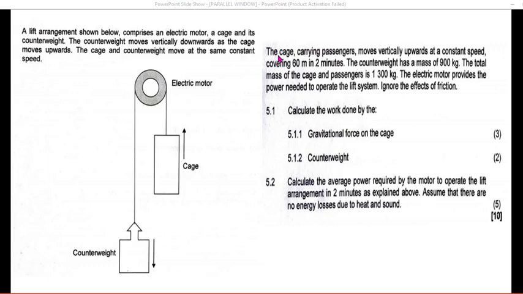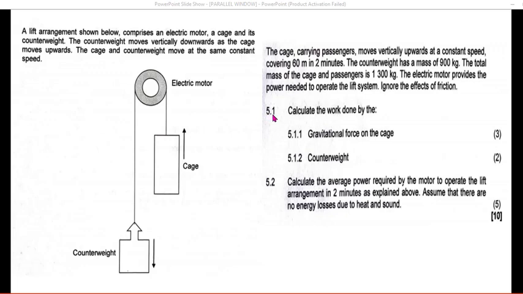The cage carrying passengers moves vertically upward at a constant speed, covering 60 meters in 2 minutes. The counterweight has a mass of 900 kilograms. The total mass of the cage and passengers is 1,300 kilograms. The electric motor provides the power needed to operate the lift system. Ignore the effects of friction.